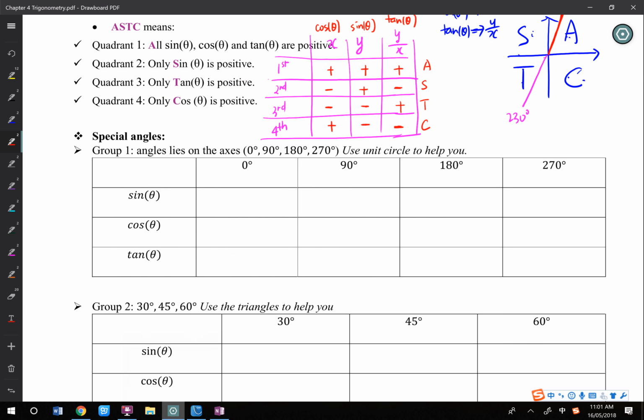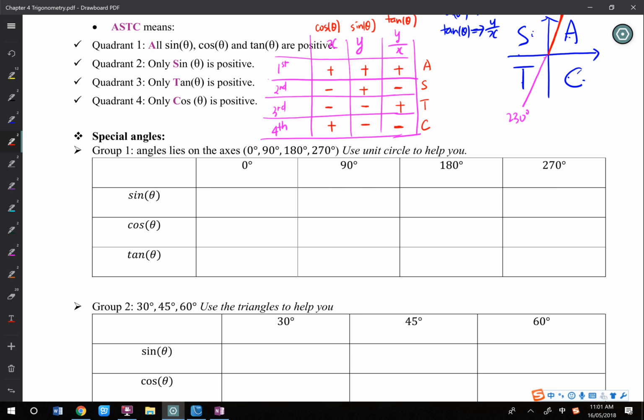So can you use this fact to fill in this table for me, please? We have 0, 90, 180, and 270. Those are the 4 points on the x-axis and y-axis. Can you show me what the intersections are and fill in this table?